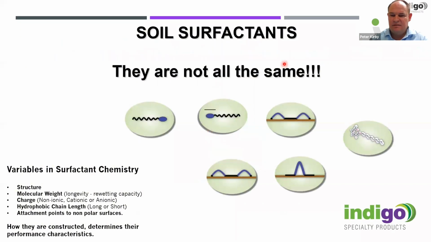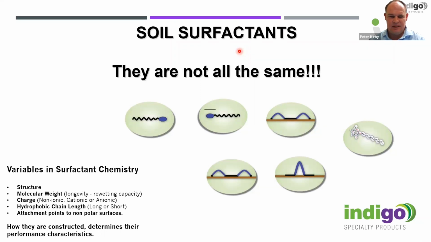Okay, so one thing to point out is that what we just went through was a fairly basic surfactant molecule. Not all soil surfactants are the same. A lot of people say that they're all dishwashing detergents, but they're very different in their makeup and chemistry. So the purpose of today is to run through each of these key chemistries and how they interact with the soil and the water.